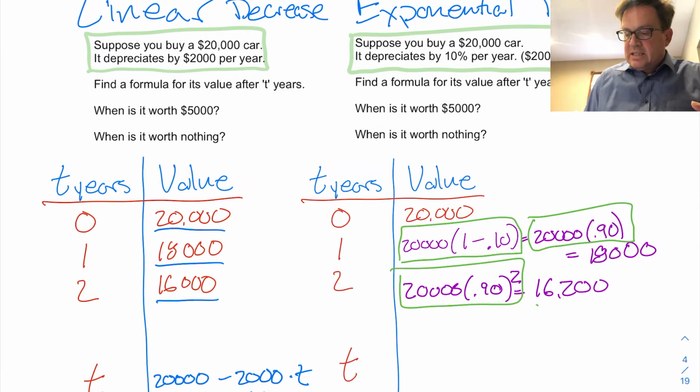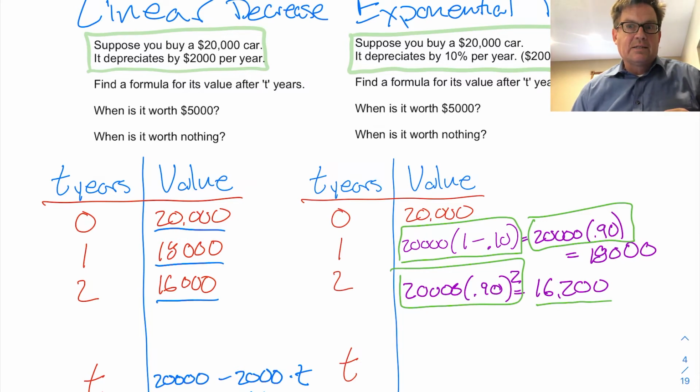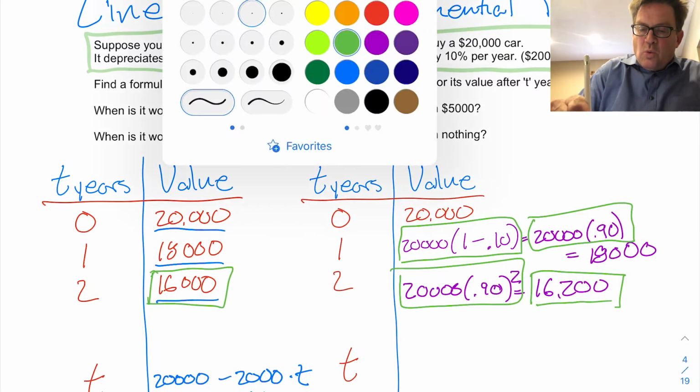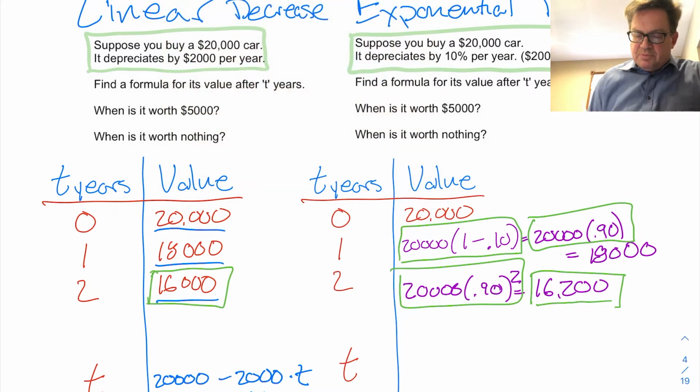So in this case, you're actually decreasing slower than you are in the linear case, because now that second decrease is 90% of the smaller amount. So the decrease is less. So the car is actually valued more in the second year, $16,200 versus $16,000. So what's a formula for that in general?